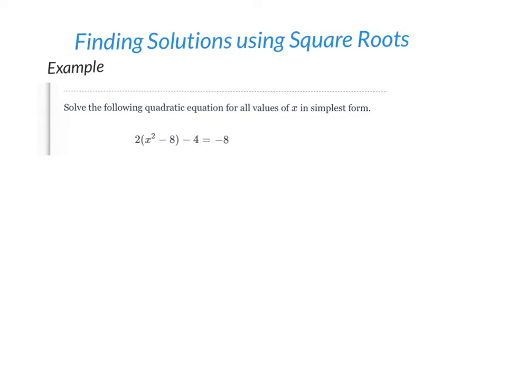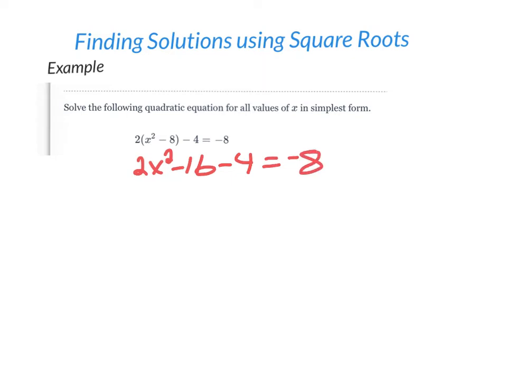All right, so here we're going to be solving the following quadratic equation for all values of x in simplest form. You're given an equation, looks something like this: 2 times the quantity x squared minus 8, minus 4 equals negative 8. With this x squared inside the parentheses, we're going to distribute the 2 on the outside. That's the first thing that we're going to do, okay? So when we do that, we have 2x squared minus 16 minus 4 equals negative 8, okay?